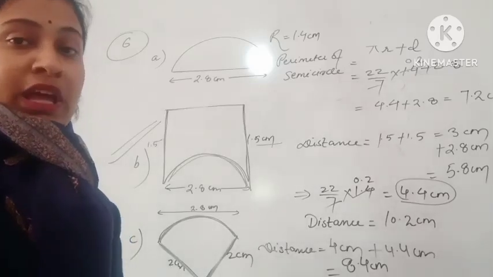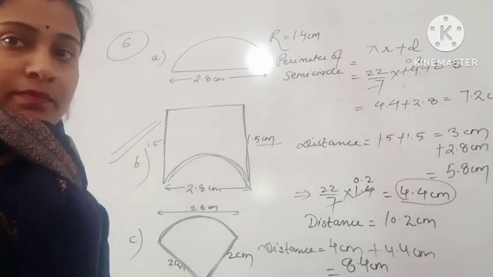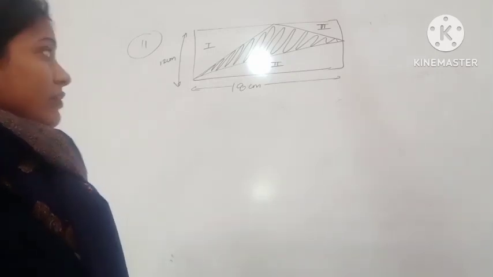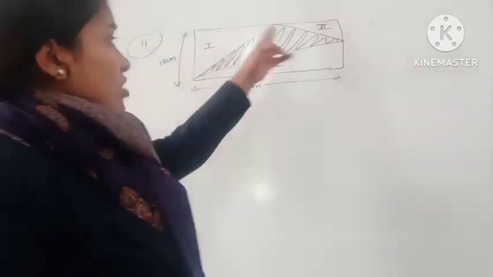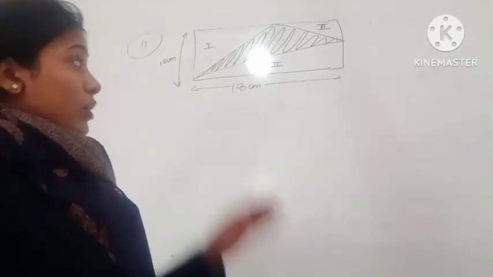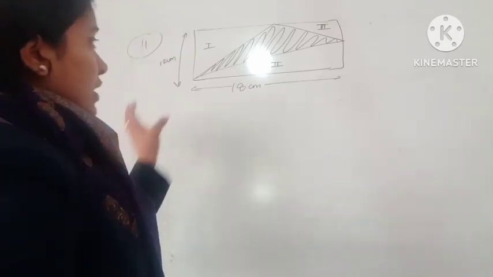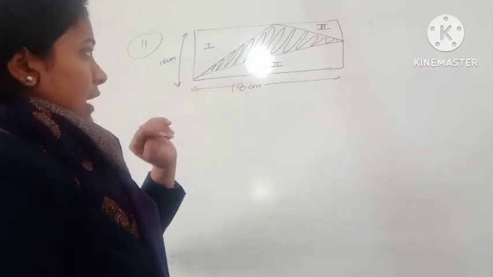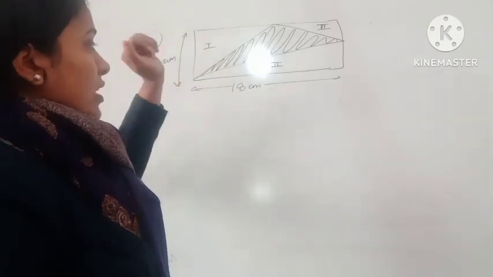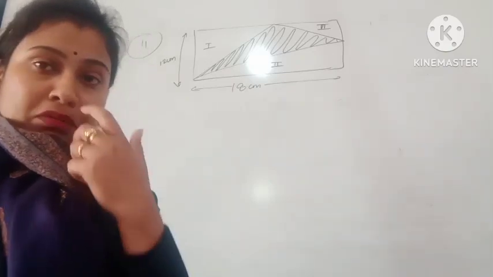Now let us move to our next question, that is question number 11. In question number 11 we have a figure in which a triangle-shaped figure is made, and that is the shaded part. We have to calculate the area of this particular shaded part. For this, from the area of the entire rectangle, if we subtract the first unshaded, the second unshaded and the third unshaded part, then we can calculate the area of the shaded portion.